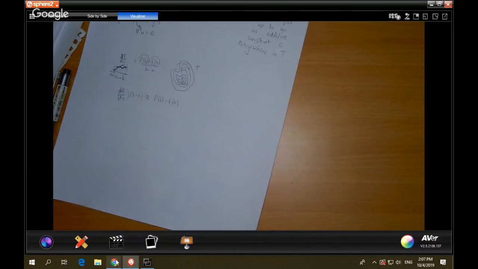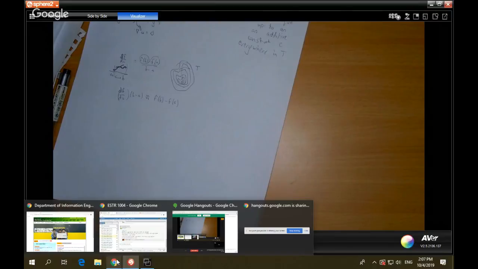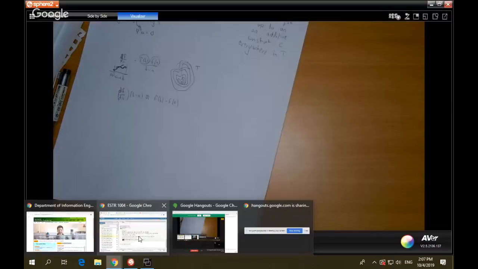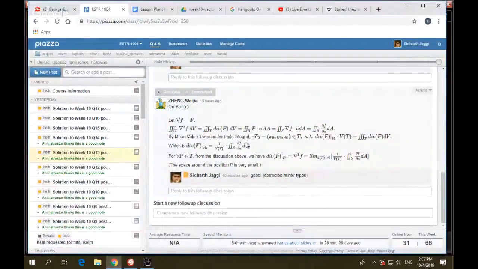Okay, all right. So the same mean value theorem holds for higher dimensions as well. So instead of a single variable, you can have a double variable, you can have a triple variable, you can have multiple variables, and the mean value theorem for these integrals is also going to hold over here. So that's basically what Vejia did.